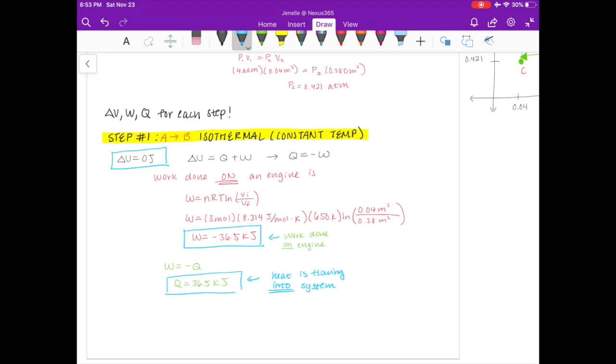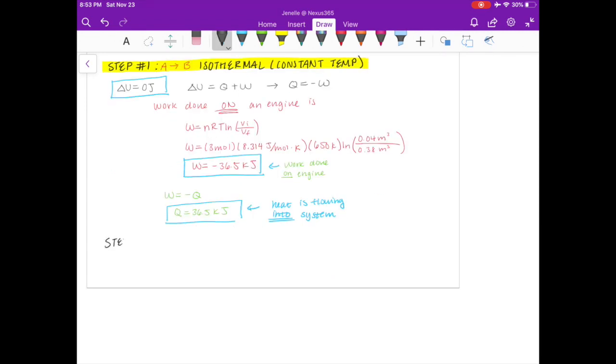Let's do a recap. This is an isothermal step, meaning that the internal energy change is equal to 0 kilojoules. The work being done by the gas in the system is 36.5 kilojoules. And this also means that there's 36.5 kilojoules of heat flowing into the system.